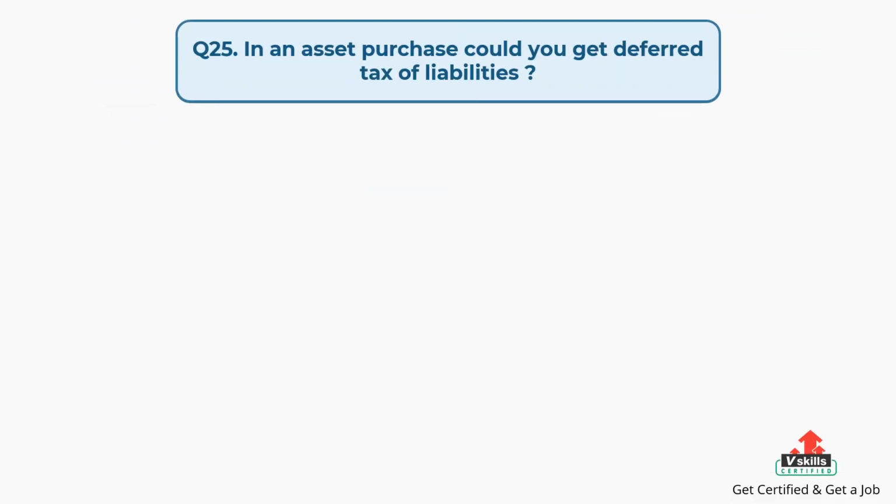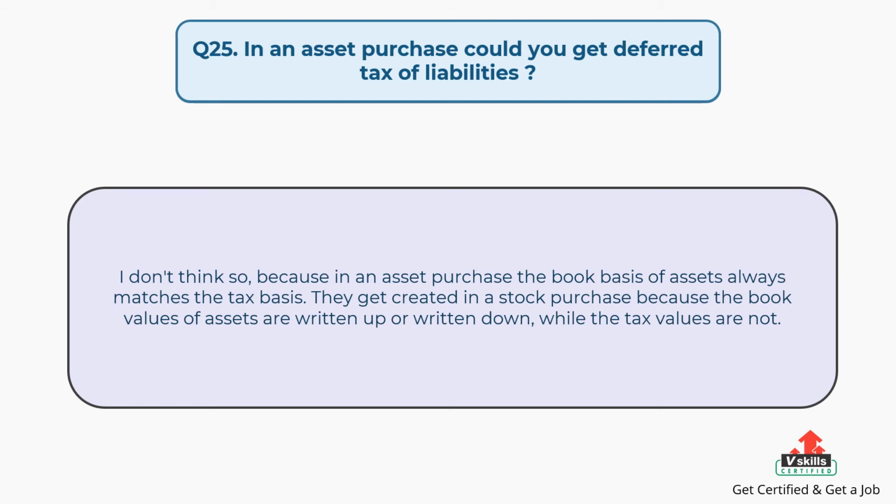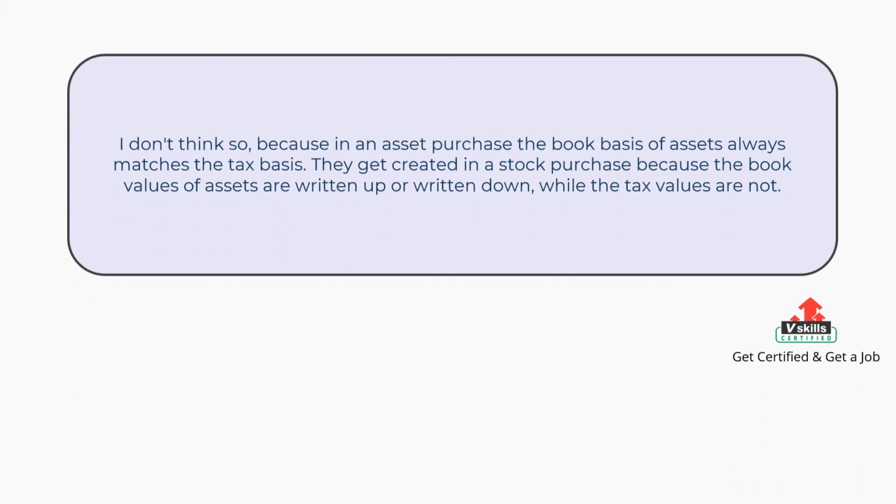Question number 25. In an asset purchase, could you get deferred tax liabilities? The answer is, I don't think so. Because in an asset purchase the book basis of assets always matches the tax basis. They get created in a stock purchase because the book values of assets are written up or written down, while the tax values are not.